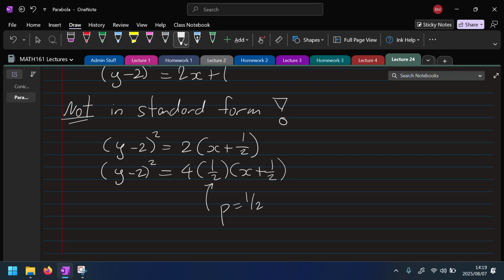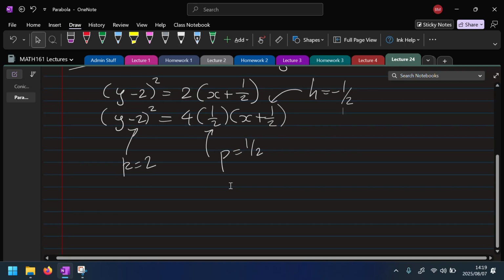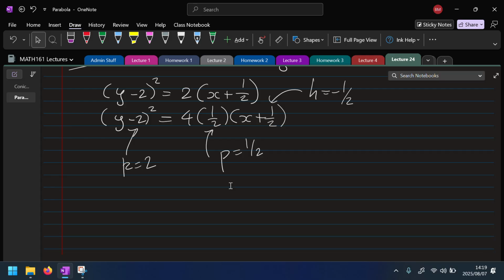And we see that it's shifted, so the y value is shifted up by 2. So k is 2, so we shifted up by 2. And x is also shifted to the left by a half. So that is shifted to the left. All right, so we have everything we need to find the vertices and the focal points and so on.